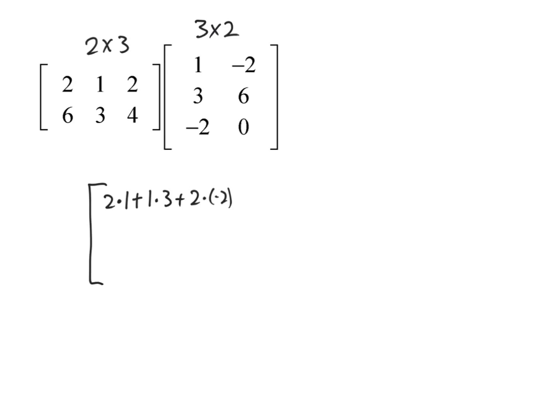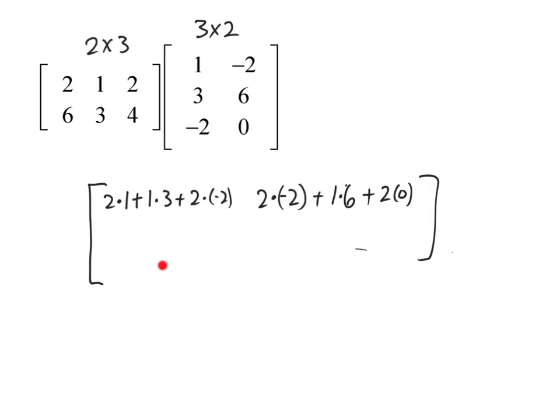So next is the first row, second column. I'm going to do the same thing. So 2 times negative 2, which is negative 4, but I'm going to write it out again. And then I'm going to add that to 1 times 6. And then I'm going to add that to 2 times 0. And then that is the end of the first row, second column.